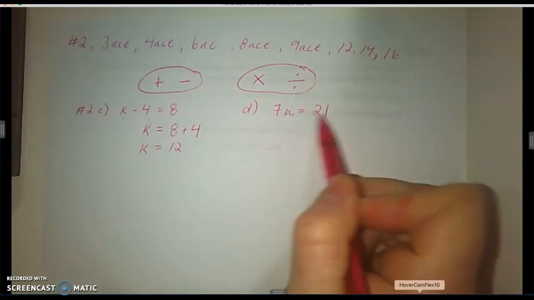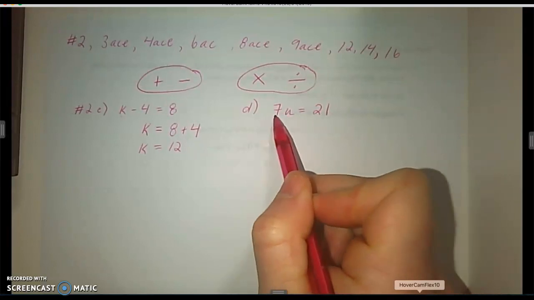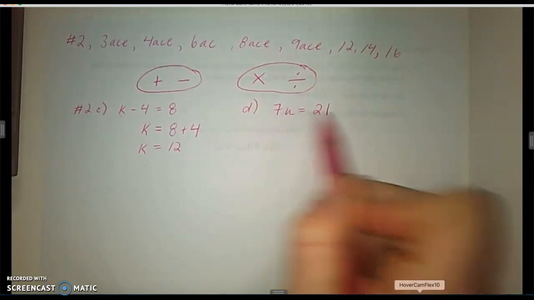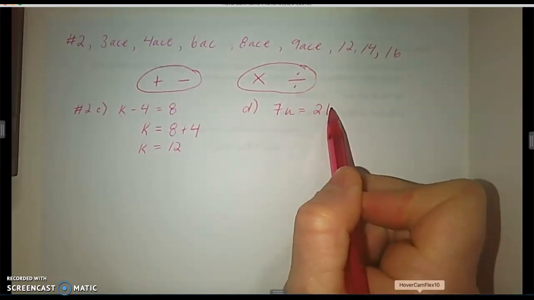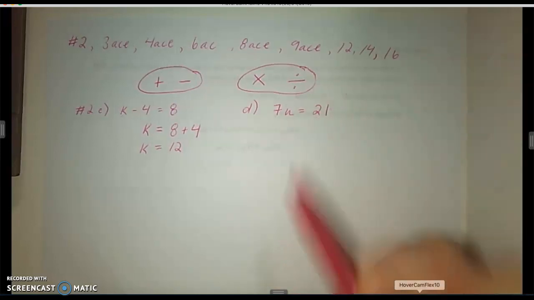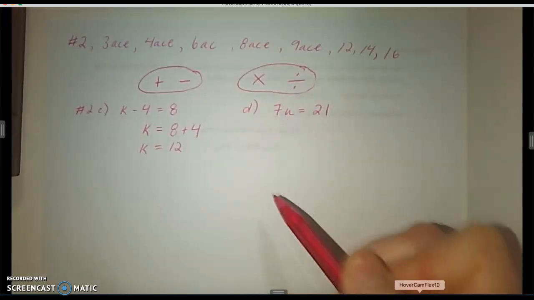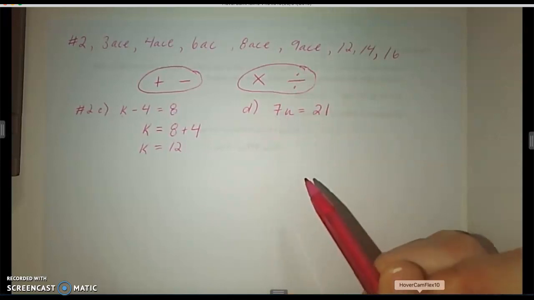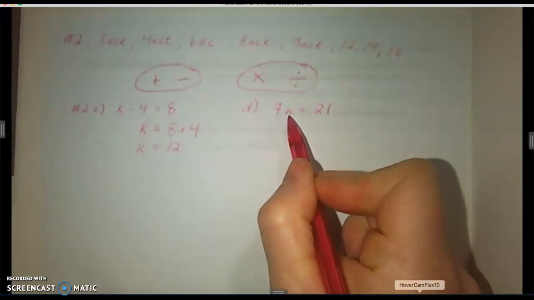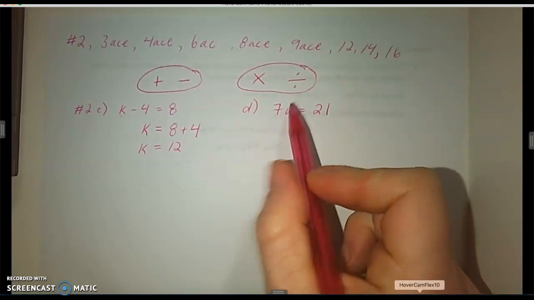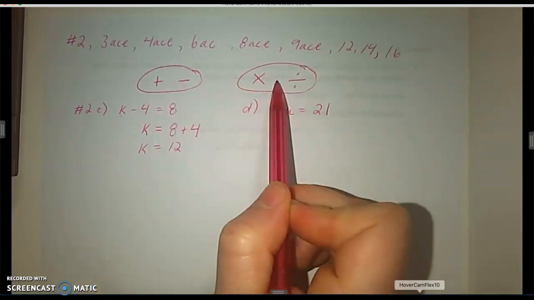So the way I read this as written right now is 7 times some number u equals 21. Okay, and you can try doing a check in your head, see if you can figure out the answer for u without having to write anything else down. It's called the guess and check method. But I want to go back to this idea of using inverse operations.